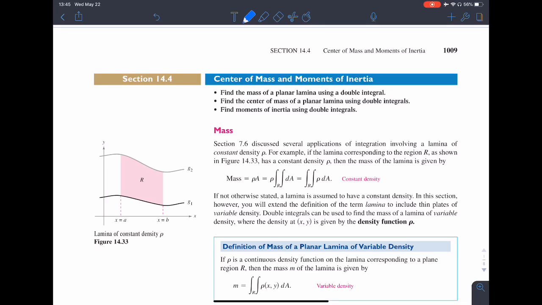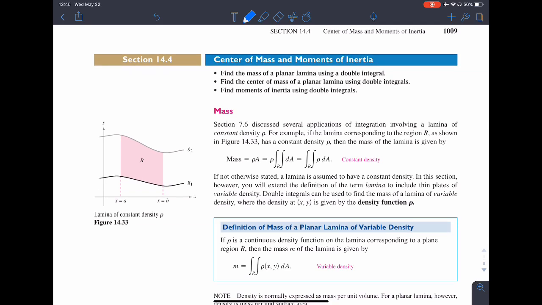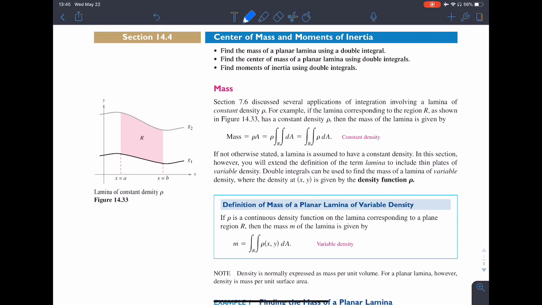Hi everyone. Today we're going to talk about section 14.4, which is how to find the center of mass and the moments of inertia. This section is another application of double integrals. So first we look at how to find the mass.